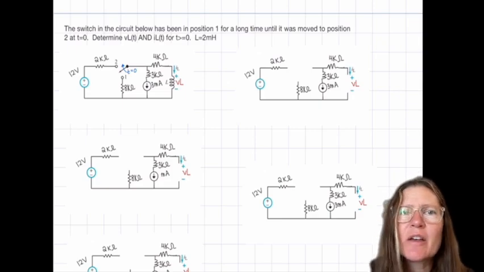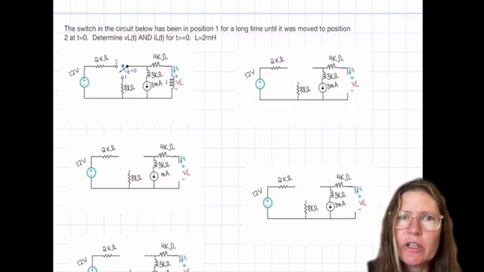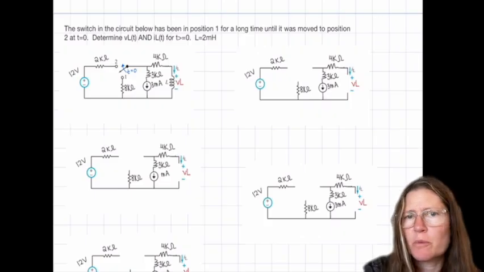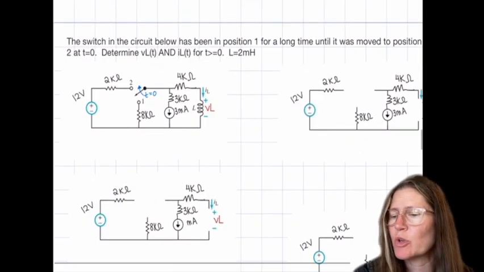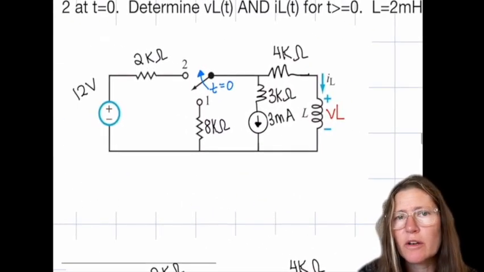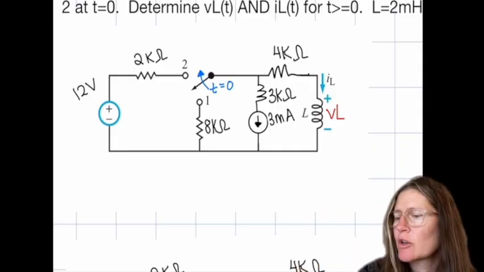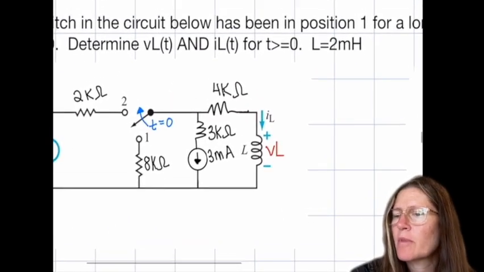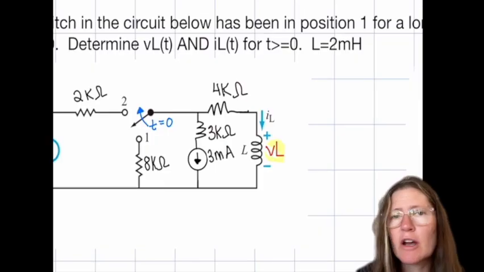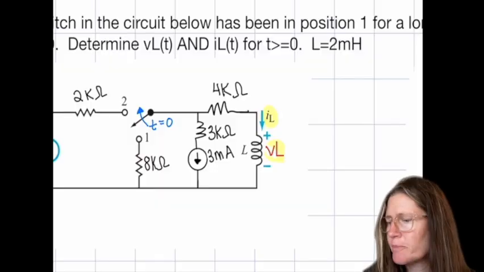Hi, welcome back. This is going to be the solution for an RL circuit for preparation for the exam. So in this case, the switch has been in position 1 for a really long time and then moves to position 2. So we want to find both the voltage across the inductor and the current going through the inductor.